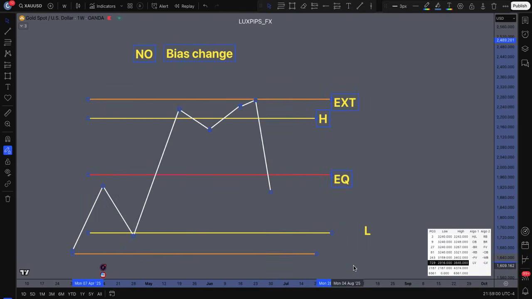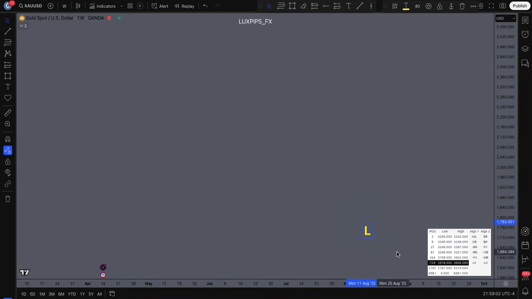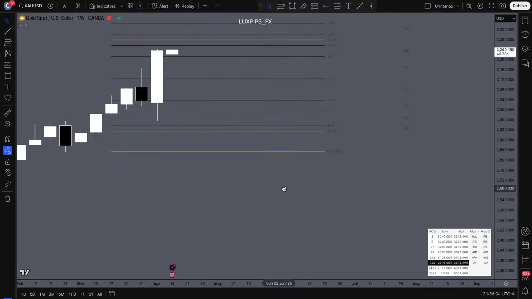Oh, I could do it like this. Oh, nice. I didn't even know you can use the backspace there.